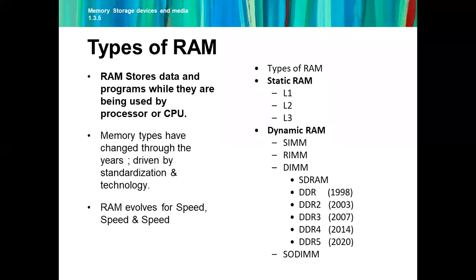Now, as you can see, we have types of RAMs. There are many more besides the ones written here. In the static RAM, we have L1, L2, and L3 caches. We are going to talk about it later on.